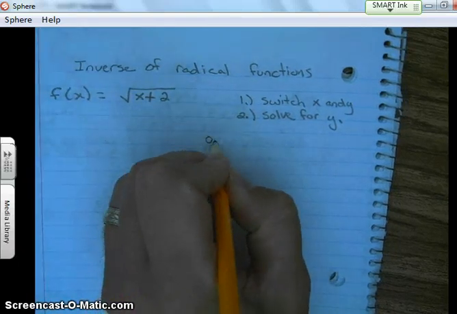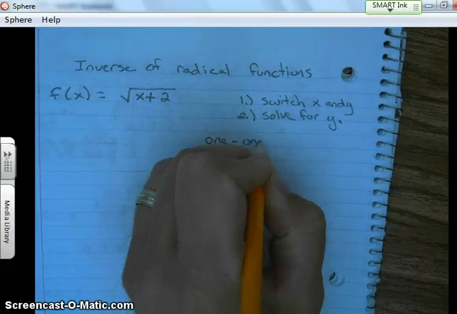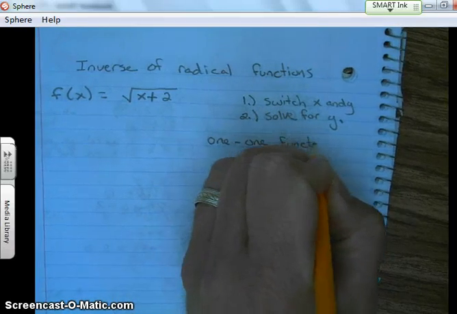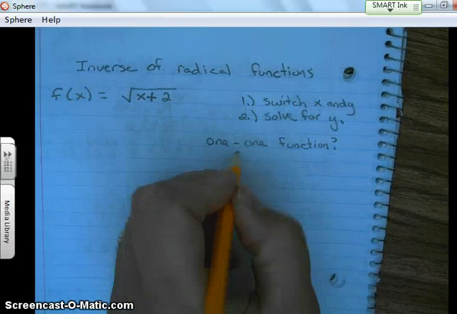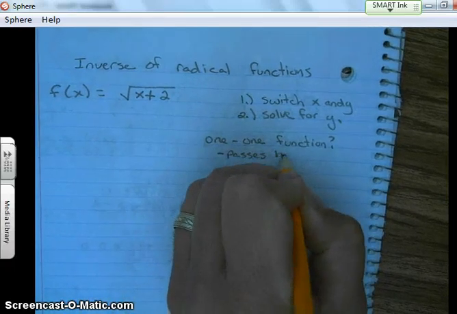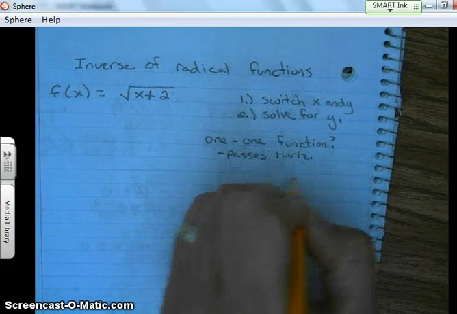Okay, so let me write this down. One-to-one function passes horizontal line test.